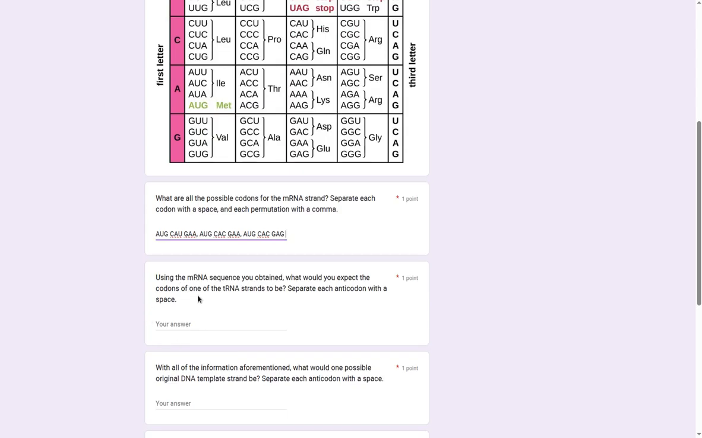Okay, using the mRNA sequence you obtained, what would you expect the codons of one of the tRNA strands to be? Okay, I have no idea. So if it's A, no idea.